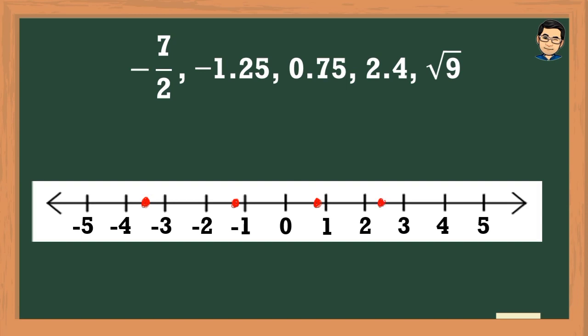Ayan, next, yung pinakahuli naman, of course, square root of 9 is 3. Siyempre, since whole number naman yung sagot natin, doon mismo sa 3 natin siya ipa-plot. O, ayan. And then, isulat lang natin yung ating mga given: negative 7 over 2, negative 1.25, 0.75, 2.4, and then 3. So, ayan, naka-arrange na po yung ating mga real numbers sa number line.